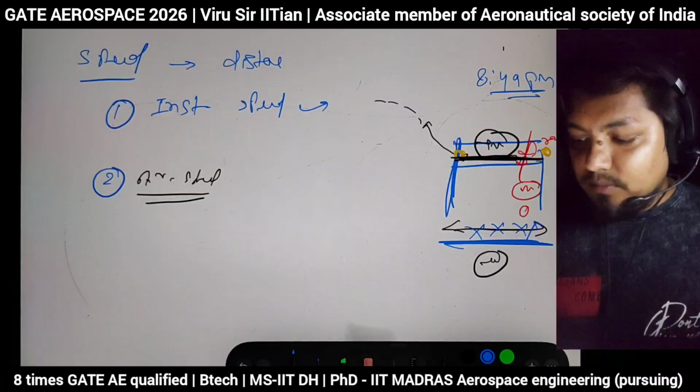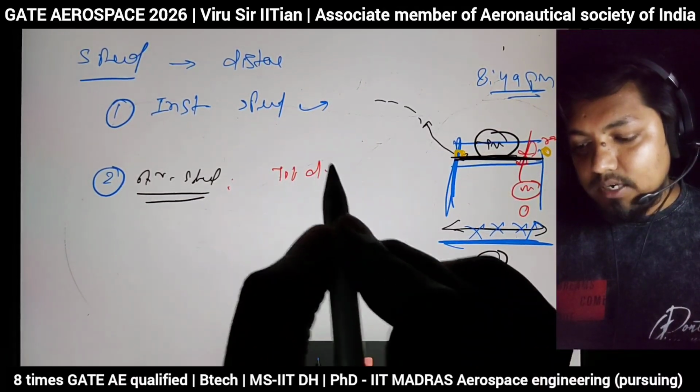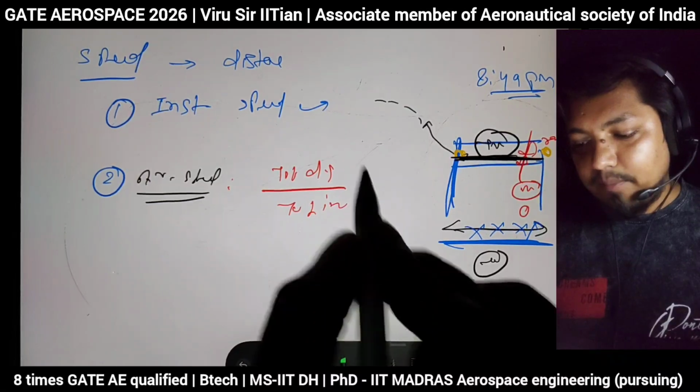Why is average speed important for us? I will tell you. Average speed is nothing but total distance divided by total time.